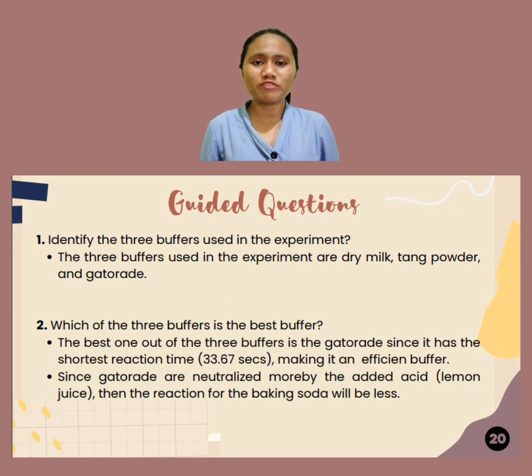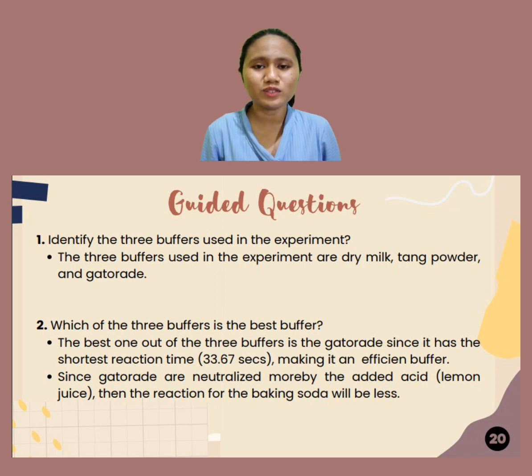Next, which of the 3 buffers is the best buffer? So according to the data that we gathered, the best one out of the 3 buffers is the Gatorade, since it has the shortest reaction time, which is 33.67 seconds, making it efficient. Additionally, it was discussed that it is neutralized more by the added acid, which is the lemon juice. So the reaction for the baking soda, which is the base component, will be much less.